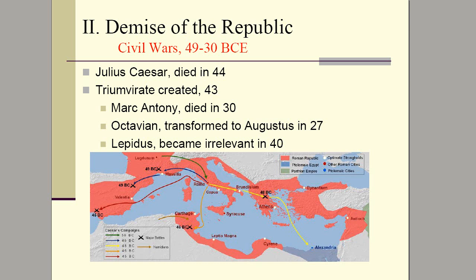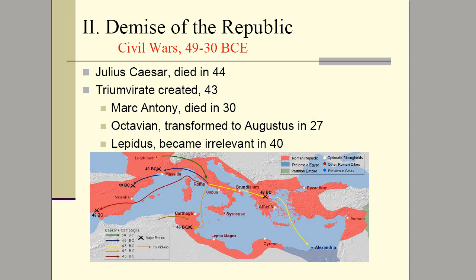But in 44, on the Ides of March, in this case the 15th of March, Julius Caesar is killed by a conspiracy of senators who are afraid that Julius Caesar wants to be king, and they really don't want a king in Rome. It didn't quite work out the way they had planned.